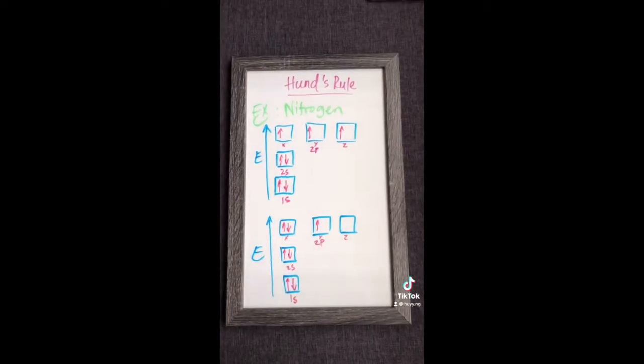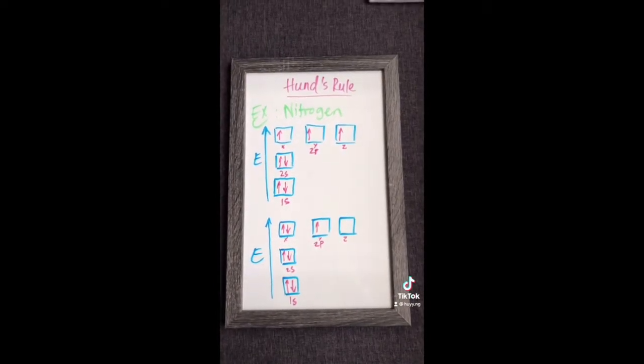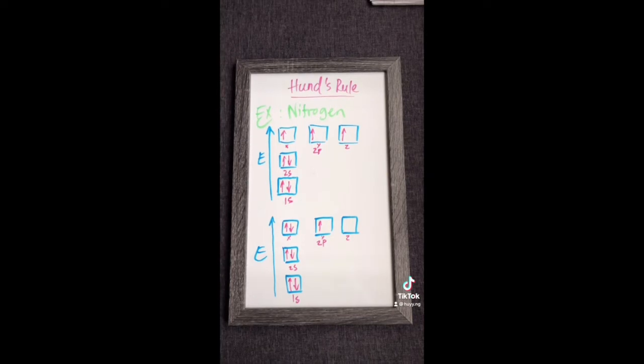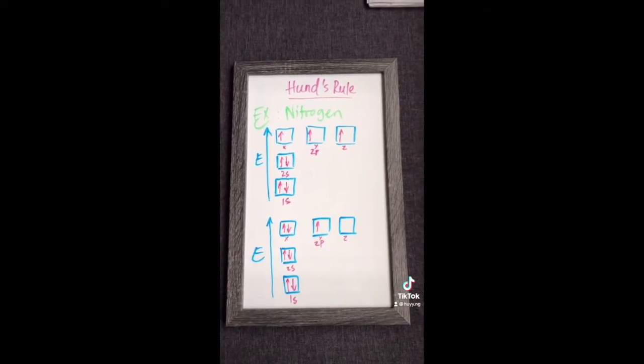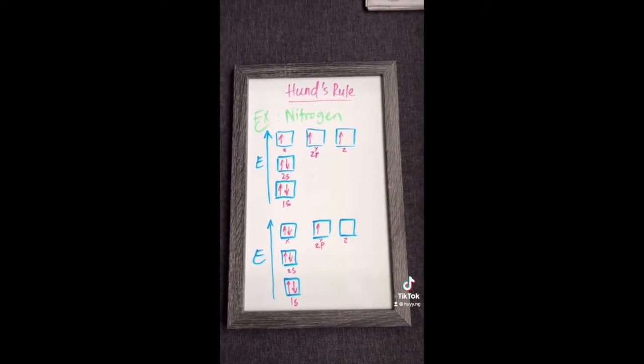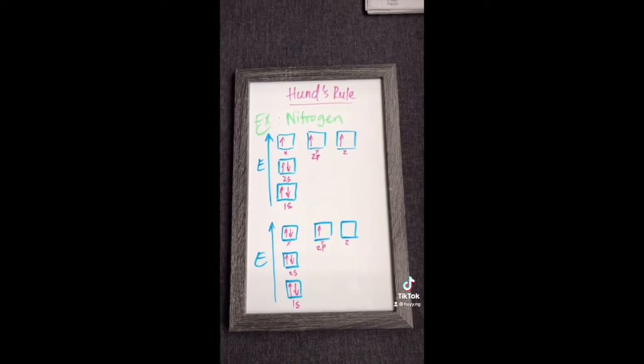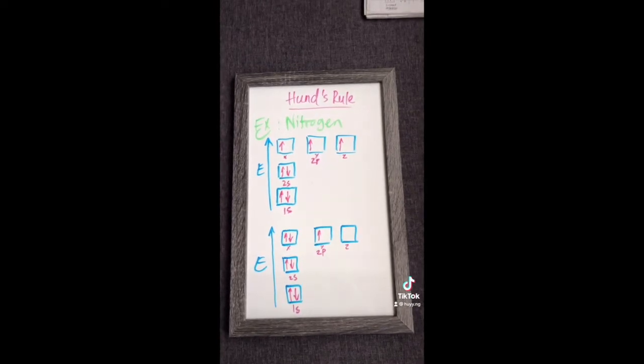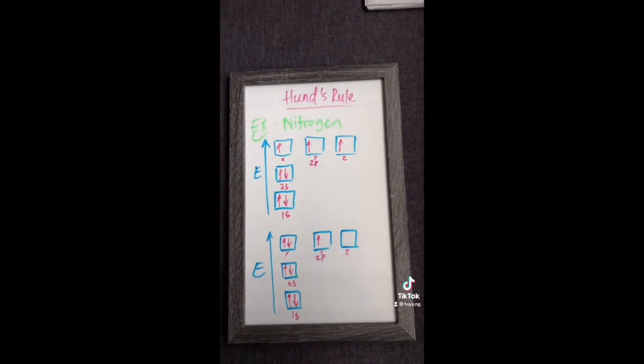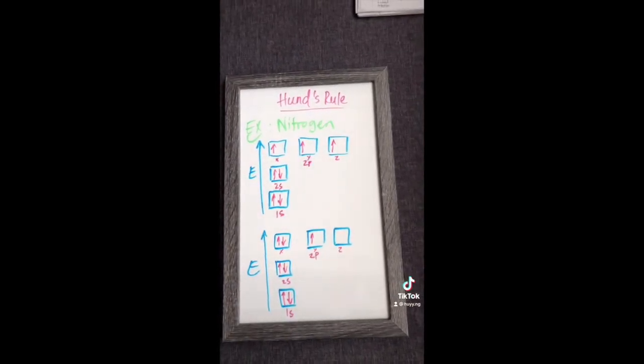Now let's use nitrogen as an example. Nitrogen has 3 electrons occupying the 2p orbital. According to Hund's rule, they must first occupy each of the 3 degenerate p orbitals, namely the 2px, 2py, and 2pz orbitals, with parallel spins as shown in the first configuration.